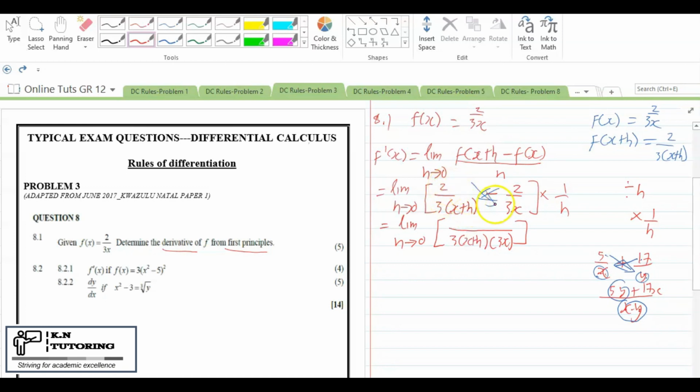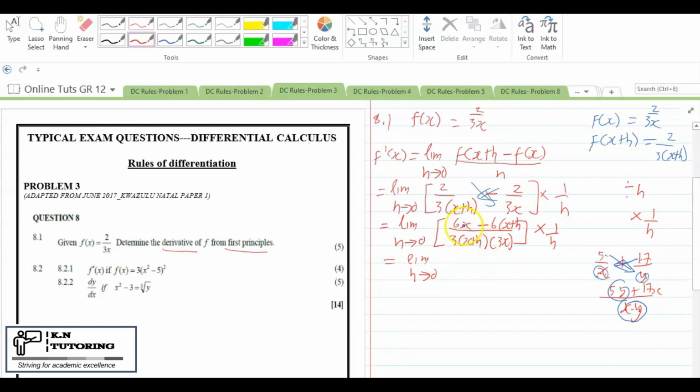You start with the 2. 2 times 3 is 6, so it will be 6x. 2 times 3 is 6 into x plus h. Everything is multiplied by 1 over h. Now I'm going to remove the bracket. Limit as h approaches 0.